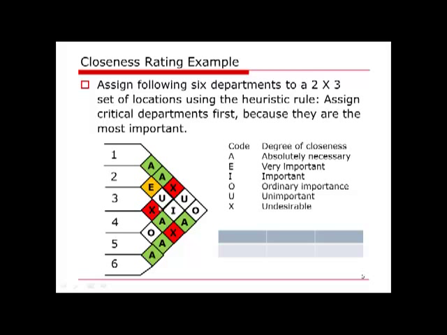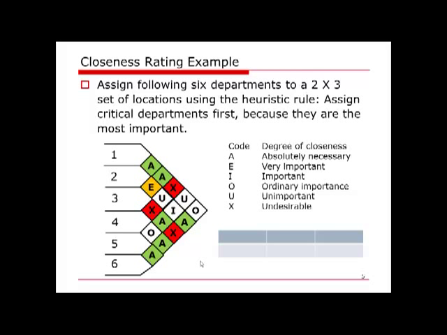If the code is E, for example, departments 2 and 3, then it is very important to assign these 2 departments close to each other. On the other side, if 2 departments have a closeness code of X, like 3 and 4, then it is very undesirable to allocate these 2 departments close to each other, which means we try to allocate them as far from each other as possible. So this is basically the closeness rating, or the closeness requirement.